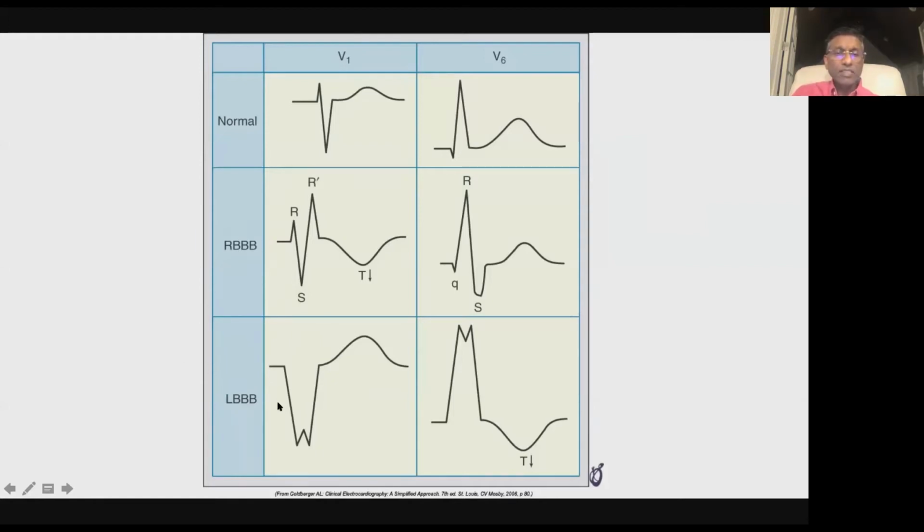You need to understand that so that when you look at a table telling you how to distinguish between different types of wide complex tachycardia, you know what you're looking at. So it's the terminal part of the QRS complex that decides what type of wide complex tachycardia you're looking at, okay?